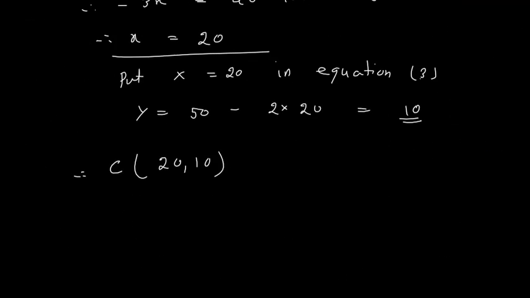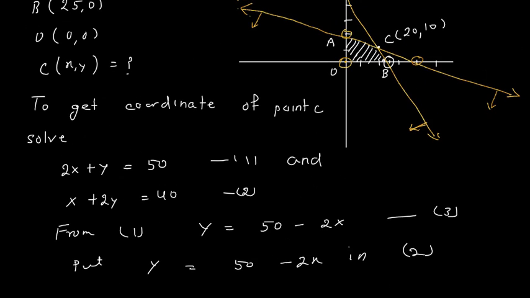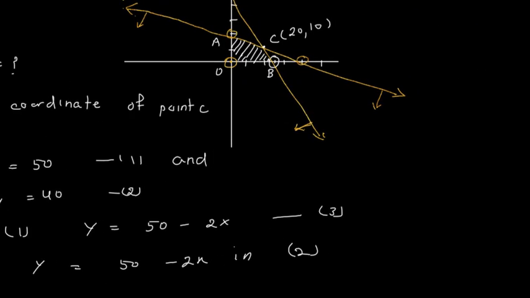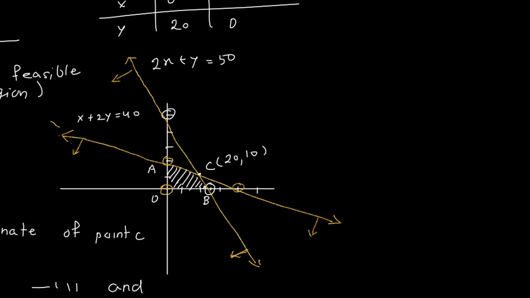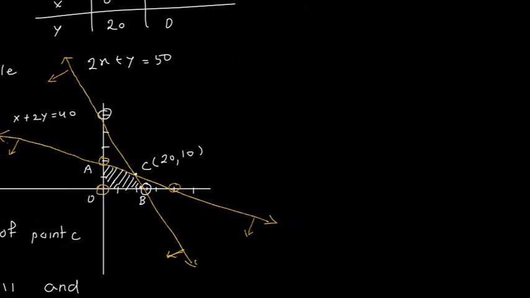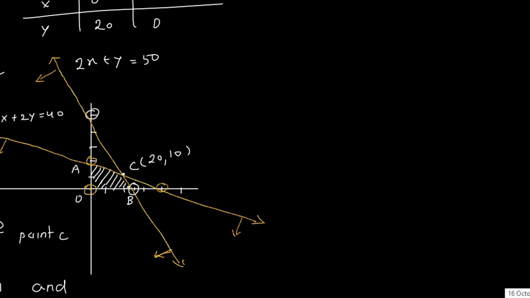Now I have to find the value of Z at these points. So I will draw a table. I am drawing the table here only. Here we have corner point, then we have value of Z. Now what is the equation of Z? We discussed Z is x plus y.